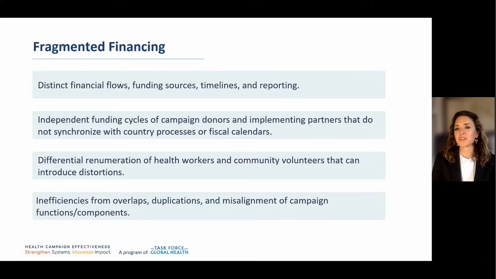There's differential remuneration of health workers and community volunteers that are supporting campaigns for different programs, and this can really introduce distortions. And there are inefficiencies from overlaps, duplications, and misalignment of campaign functions or components. So for example, multiple population enumeration efforts targeting the same communities by different programs in the same year.